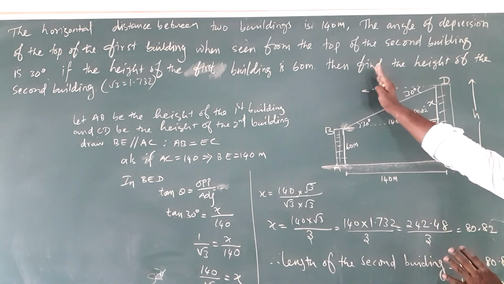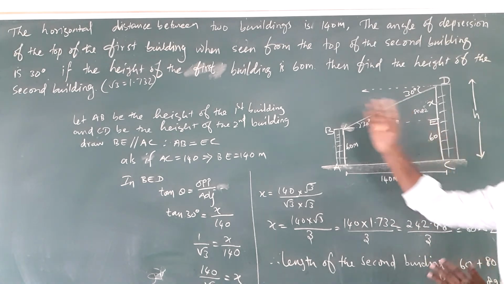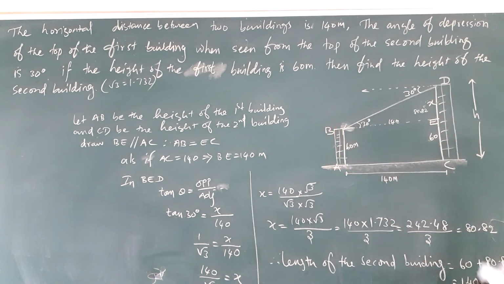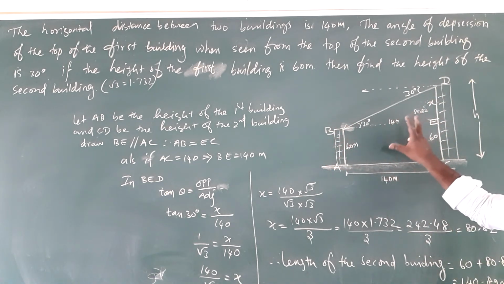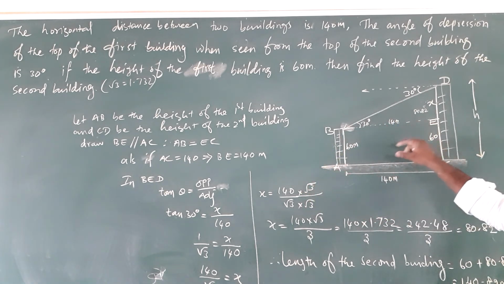We have to read the question and understand the meaning of the question, then we have to draw the diagram, then we have to represent what it is, what is AB, what is CD, all those things we have to write. Then we have to find the suitable ratio, tan or sin or cos, and then we have to simplify. Very simple. Okay, good.